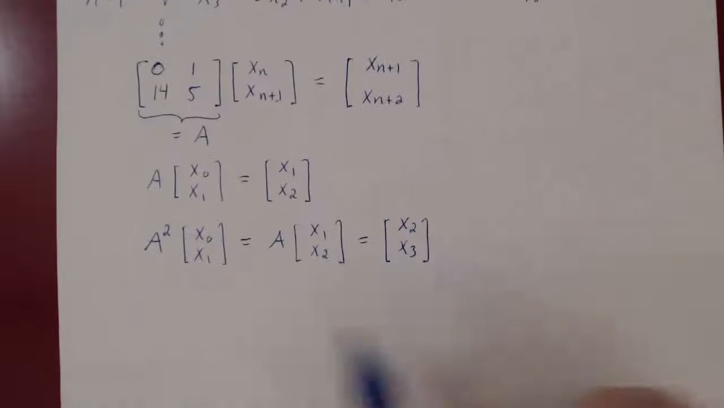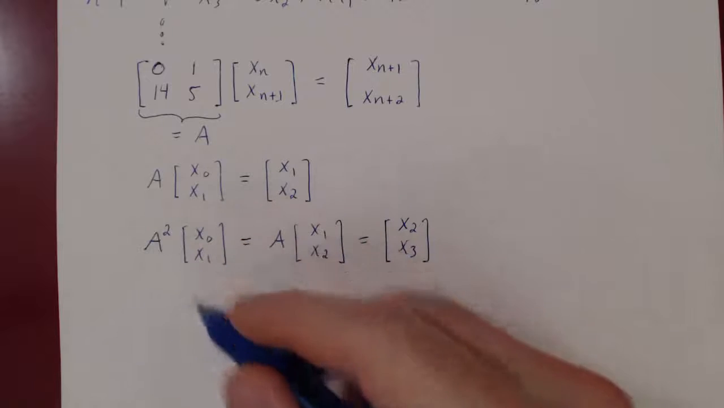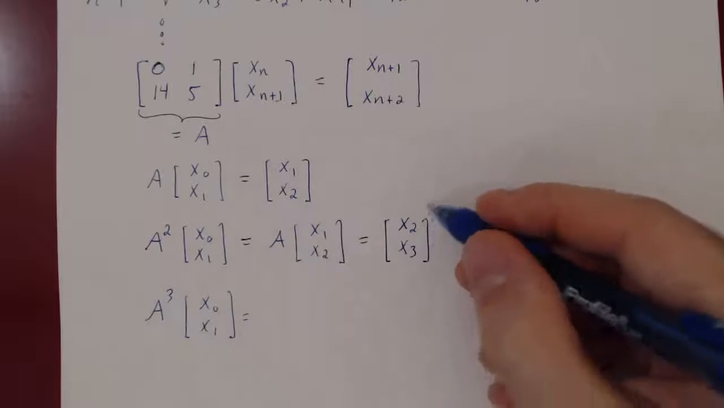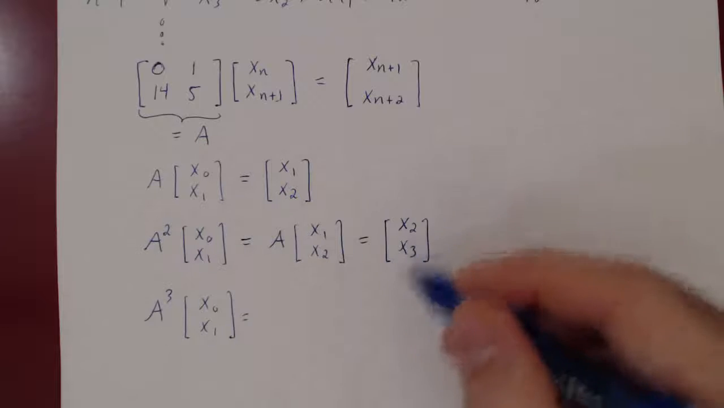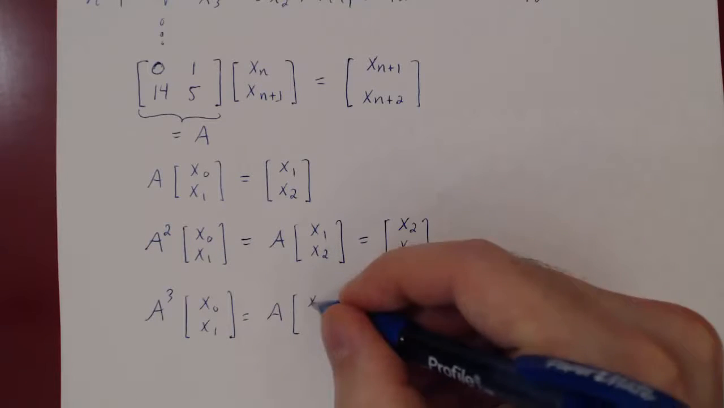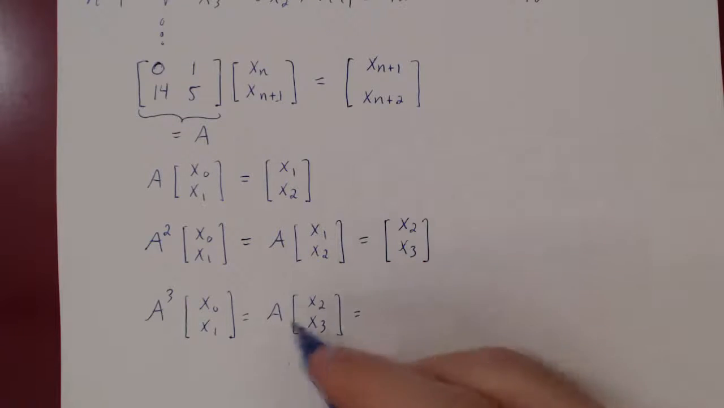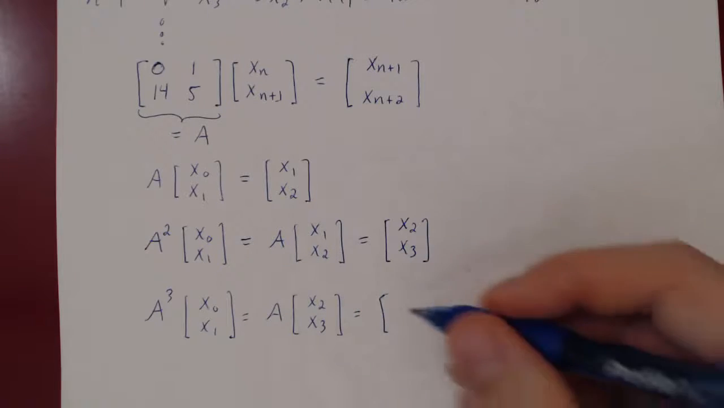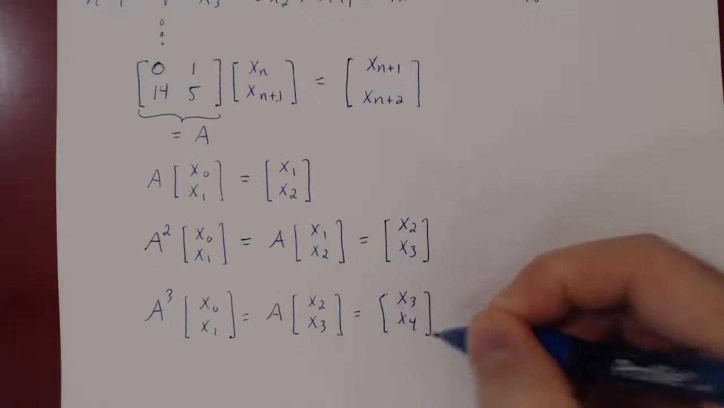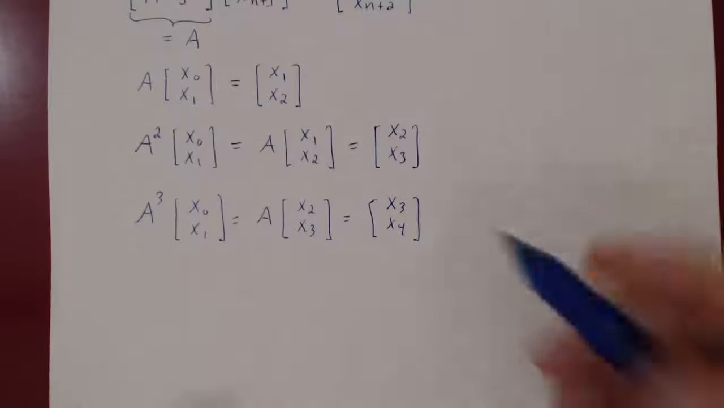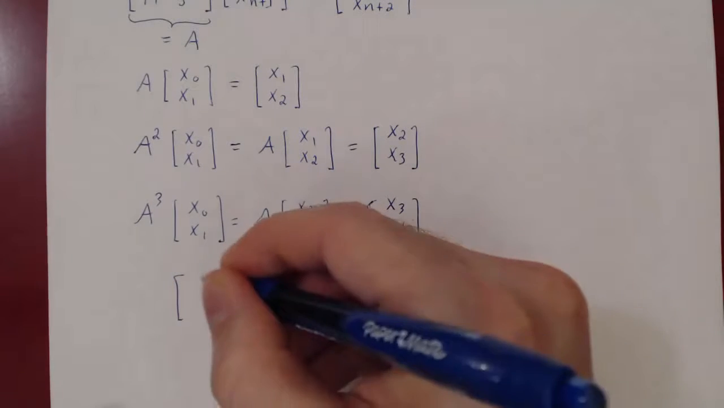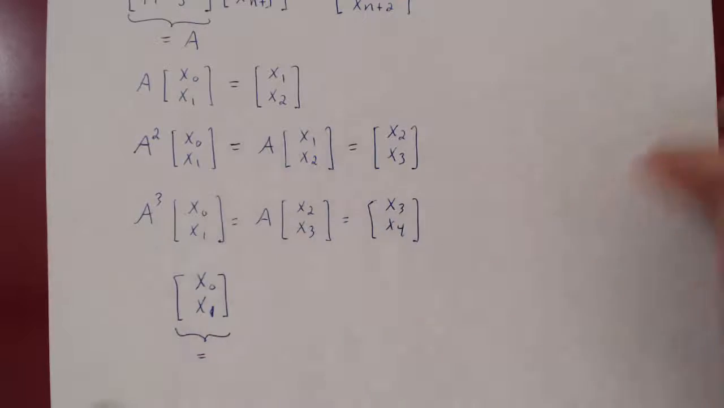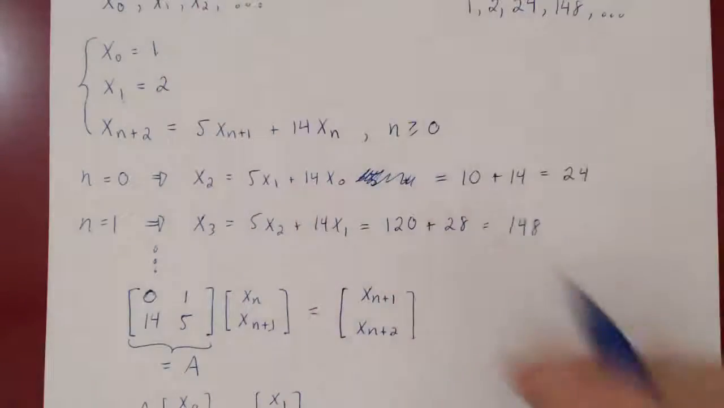Let's do one more step. Let's multiply now all of this by A. We'll have A cubed times the initial vector x_0, x_1 will be A times this vector, multiply this by A. But we know multiplying a vector of this type by A drives the sequence forward by one step. So the vector x_2, x_3 will become the vector x_3, x_4. And you can see now where this is going. If you wanted to build the nth term of the sequence, take the initial vector values x_0, x_1, which we know is the vector 1, 2.